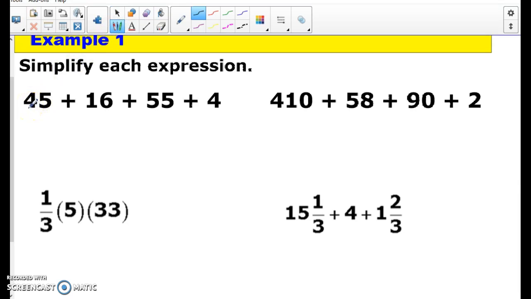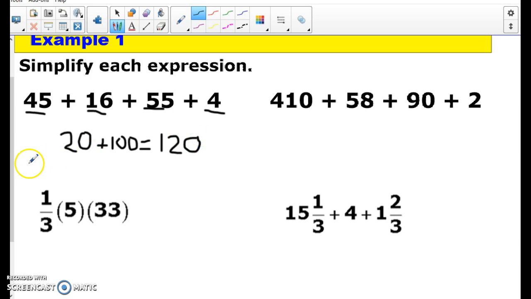So if I'm adding up these numbers, 45, 16, 55, and 4, probably not the best idea to add up 45 and 16 right away. I'd probably add up 16 and 4 right away to give me 20. And then kind of the same thing here, I would add up 45 and 55 right away to give me 100. So I have 100 plus 20, which is going to give me 120. You would get the same answer if you added up 45 plus 16 plus 55 plus 4, but that's a little more difficult to do in our heads.